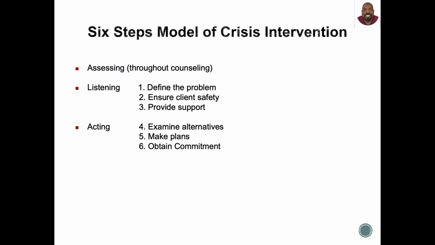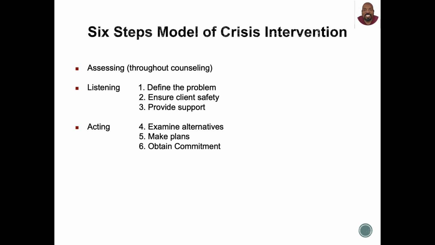Also, there's the 6-step model of crisis intervention. And so the first part of it is just assessing through counseling, that we're trying to assess in general where this individual is at this crucial point in their life because of the crisis that they are going through. And then the second part of that is what we call listening, which is one of the basic skills of counseling. And we listen to define the problem. It's kind of hard to help an individual work on a problem if we have not defined what that problem is. And so we want to make sure we define specifically what that issue is or what the problem is for the individual. Also, we need to ensure client safety, that we make sure they're out of harm's way or that they're not a harm to anyone else as well.